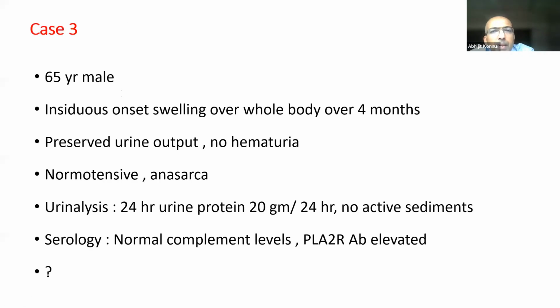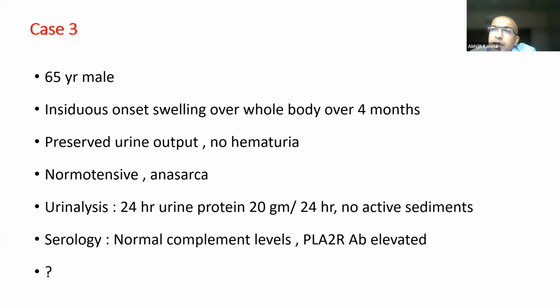Case number 3 is about a 65-year-old male who presented with insidious onset swelling all over the body over the past 4 months. He had preserved urine output, no hematuria on history. He was normotensive, anasarcic. Urinalysis showed 24-hour urine protein of 20 grams and no active sediments. Serology, normal complement levels, but an abnormal test, the PLA2R antibody titers, came elevated. So that should give us a clue.